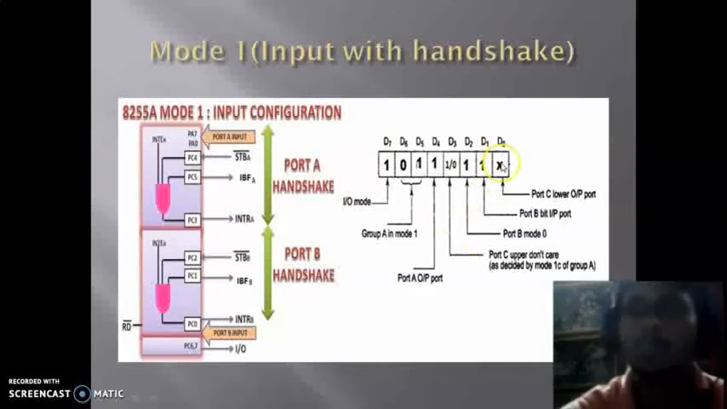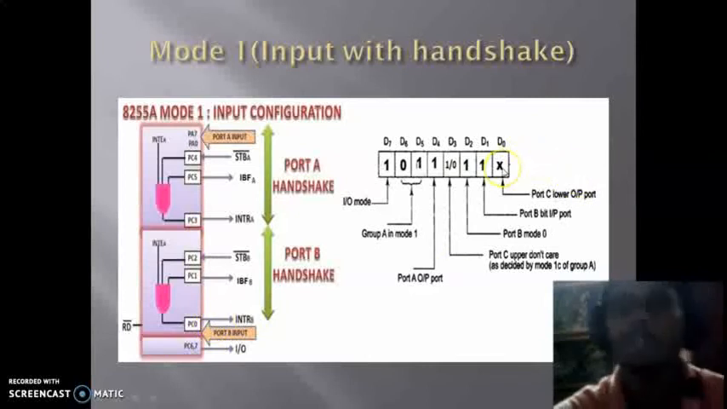So here D0 is the selection of port C lower, whether it is used as input or output. Here the port C lower bits are used for the handshaking signal, so that will be don't care. And D1 is used for port B, and it is used as input, that's why that will be equal to 1. And D2, that is the mode selection of port B. Here this is mode 1, so that will be equal to 1. And here D3 is the port C upper, and here pins 6 and 7 are left to use as input as well as output, so we can use it as 1 or 0.